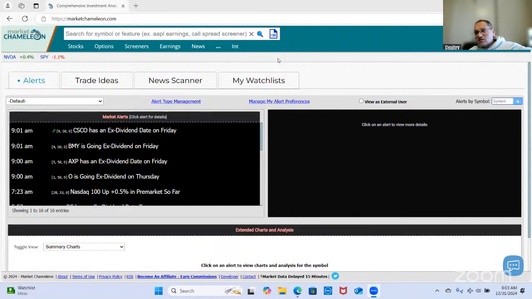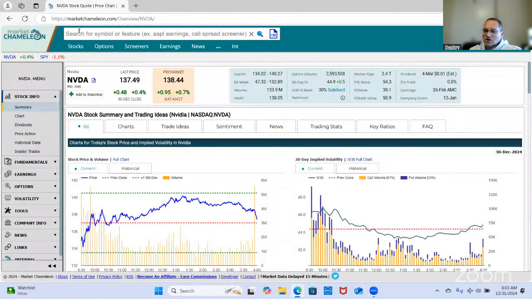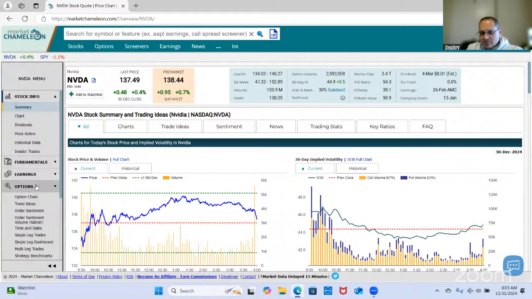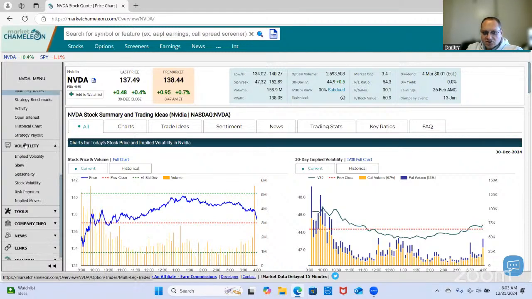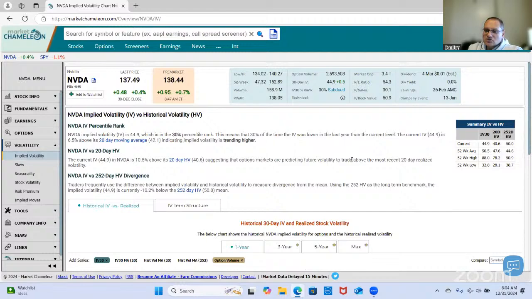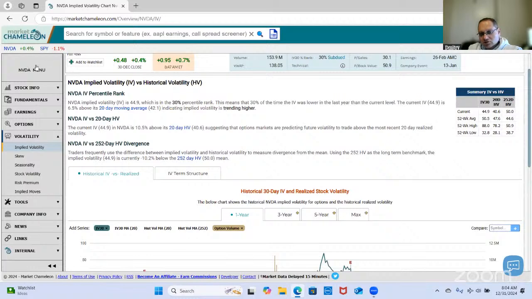So let's use Nvidia. In our example, I'm going to type in Nvidia up top over here to go to Nvidia's page. You'll end up in this summary page. And on the left-hand side, you have this menu. We're going to go to options. And actually, I think it might be under volatility. Sorry. So under volatility, we'll click on implied volatility, and it's going to take us to this implied volatility chart for NVIDIA. I'm going to close this menu on the left-hand side to expand our screen.